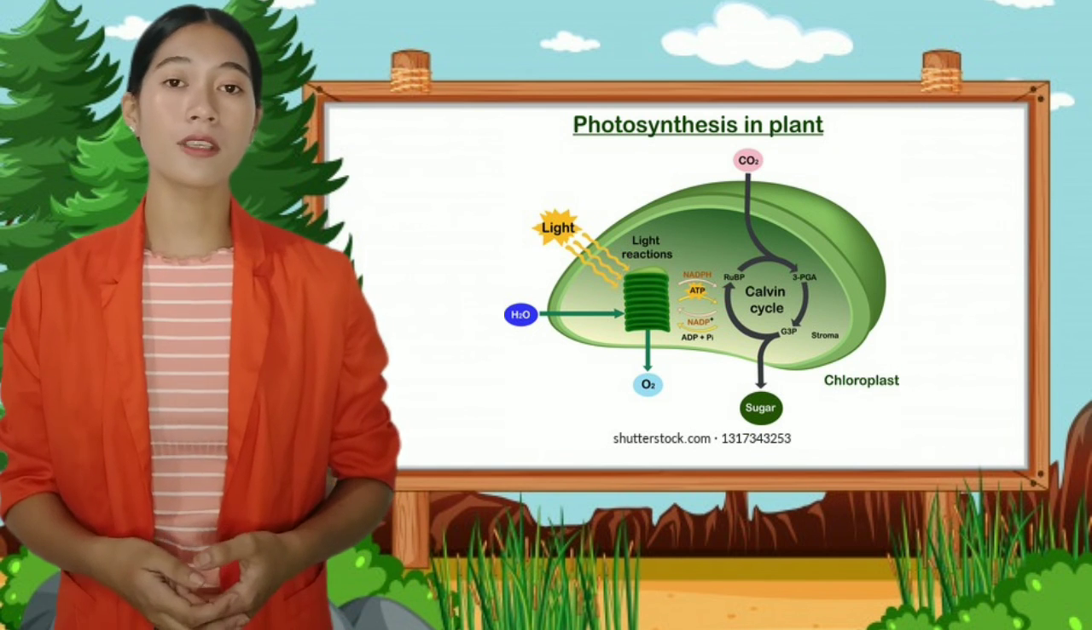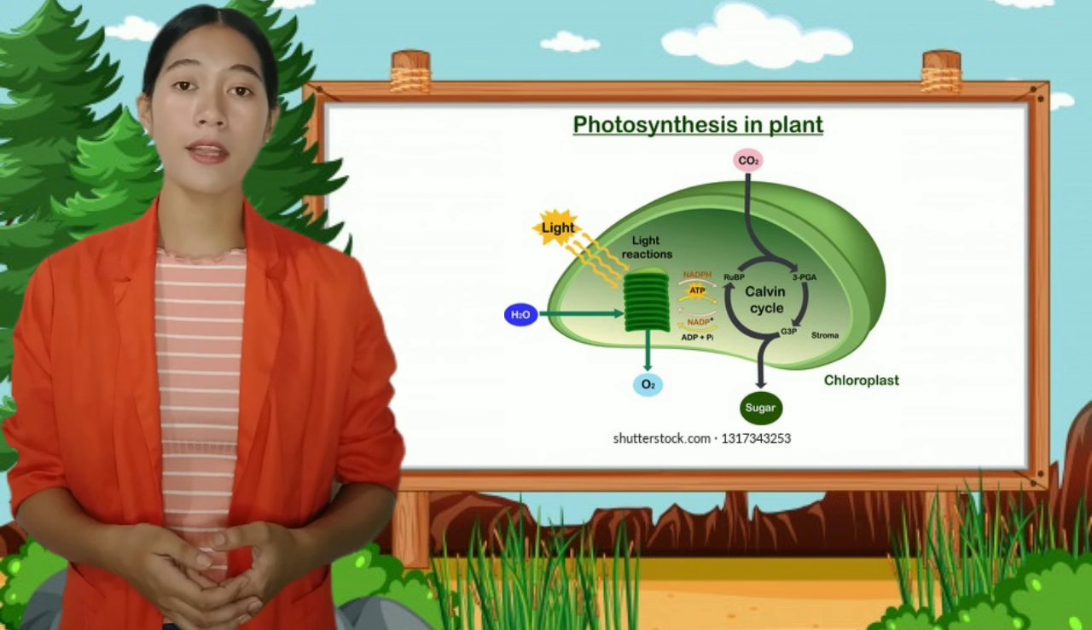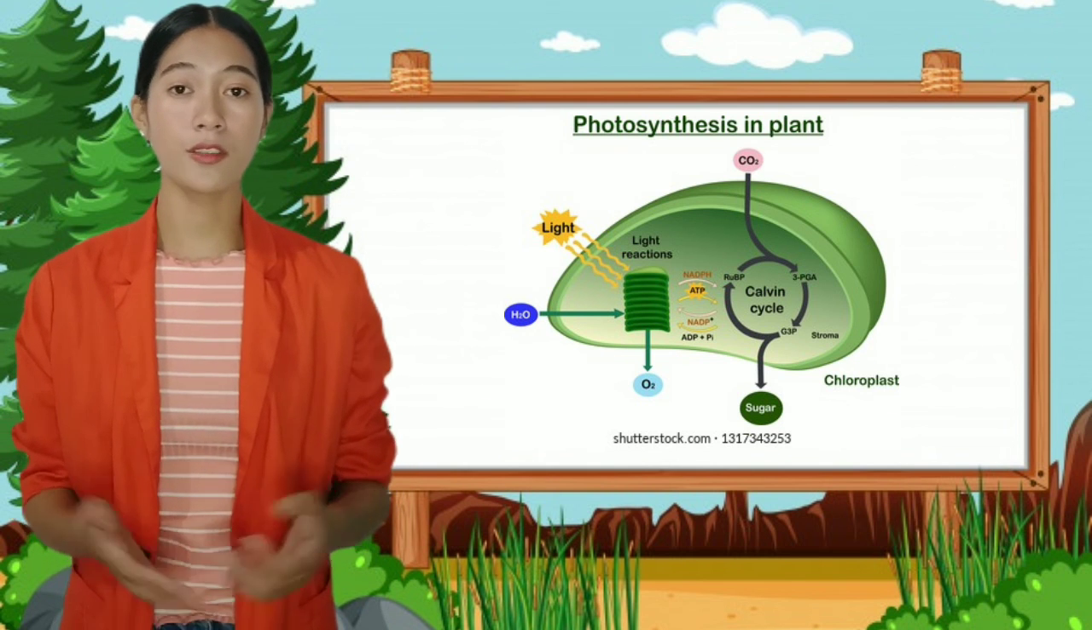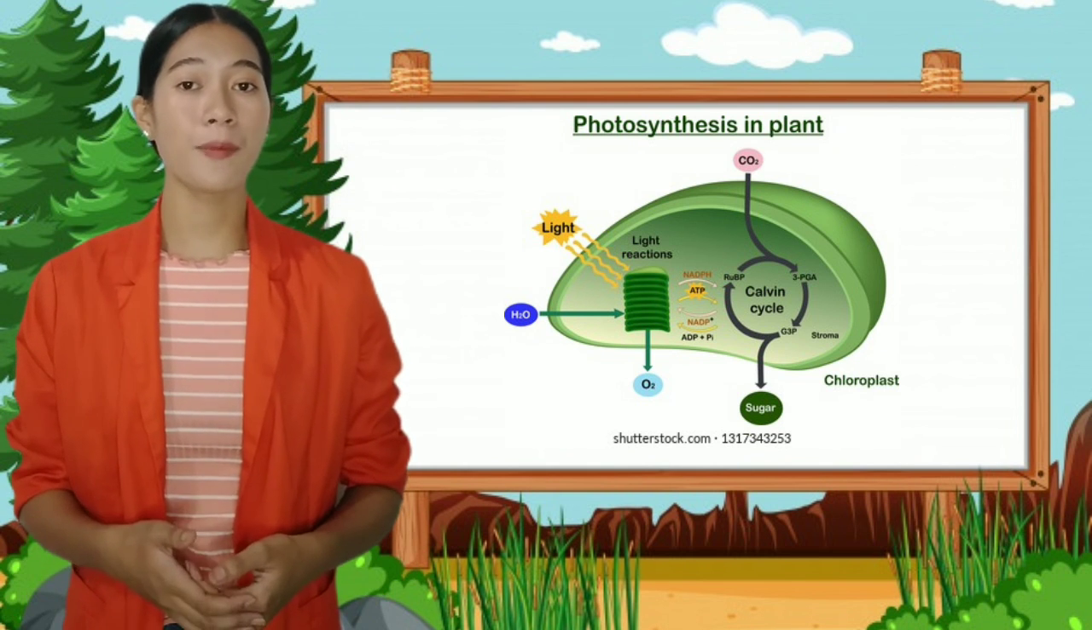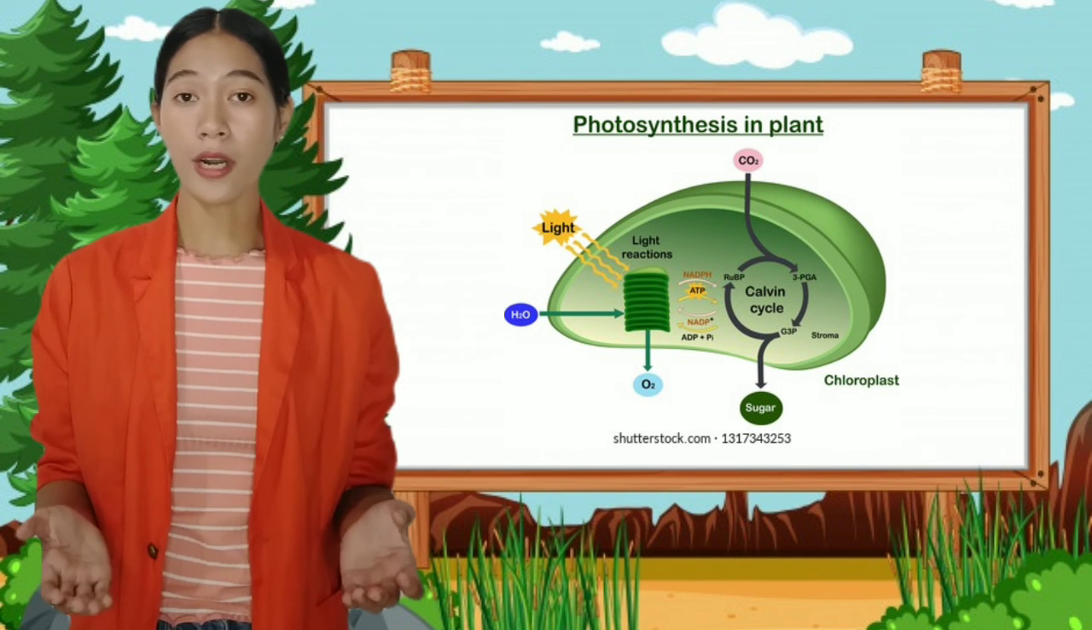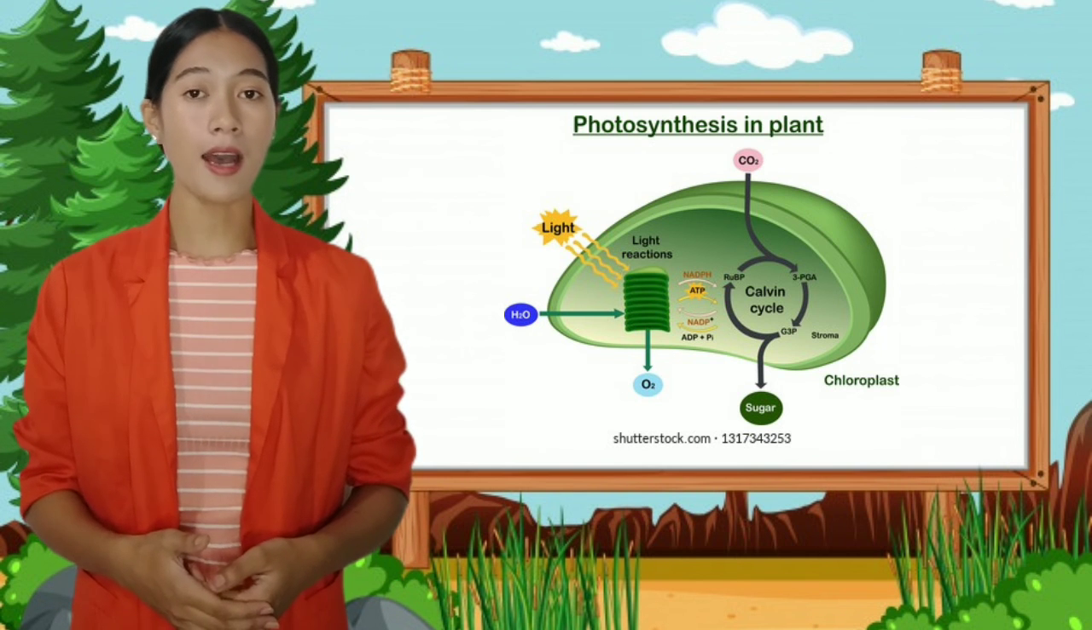The light-dependent reaction in the membrane pumps protons into the lumen, lowering its pH to 4. In contrast, the pH of the stroma is 8.